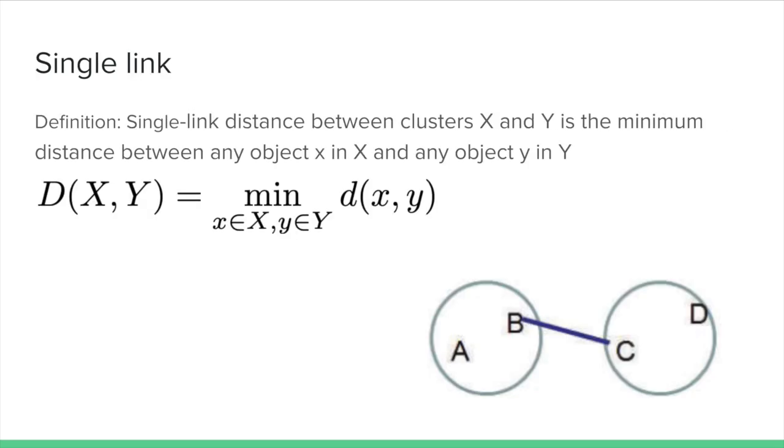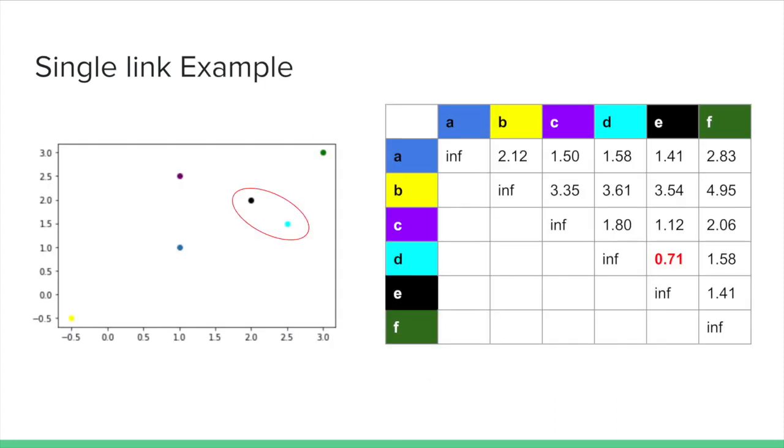The definition of single link is that the distance between cluster X and Y is the minimum distance between any object x in cluster X and any object y in cluster Y. As you can see from the diagram here, the distance between these 2 clusters is actually the distance between B and C, because they are the smallest distance. We'll show the single link by an example. This is a data set that we came up with, and on the right, you can see the proximity matrix.